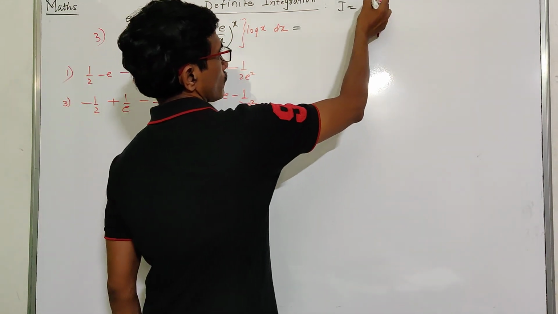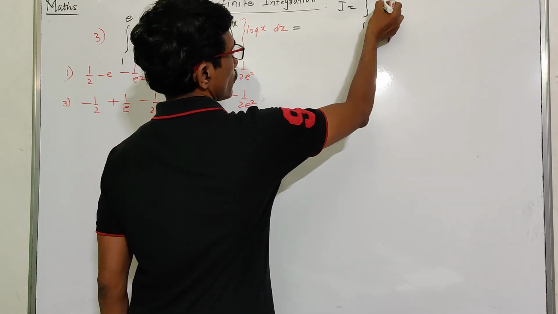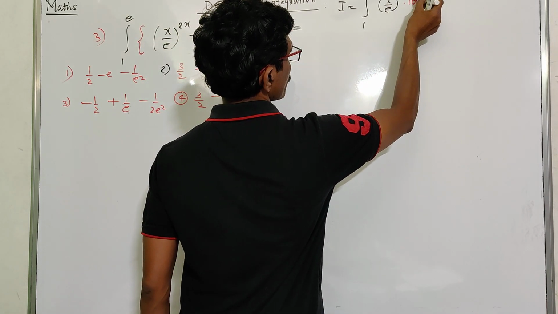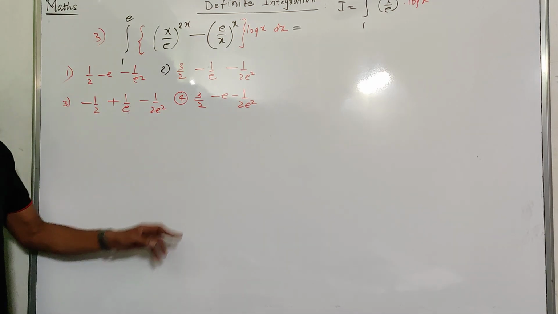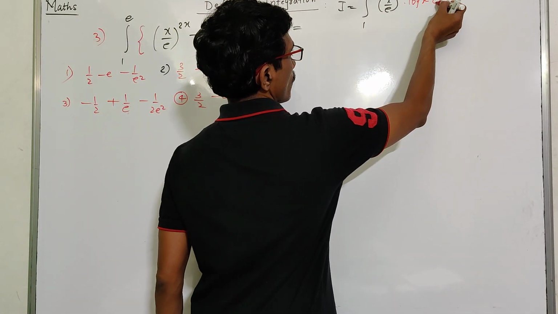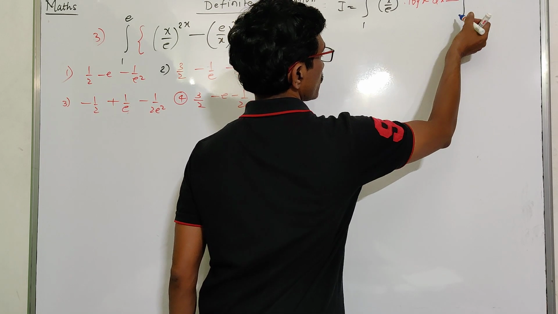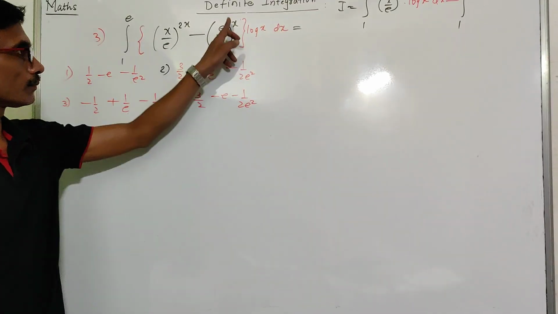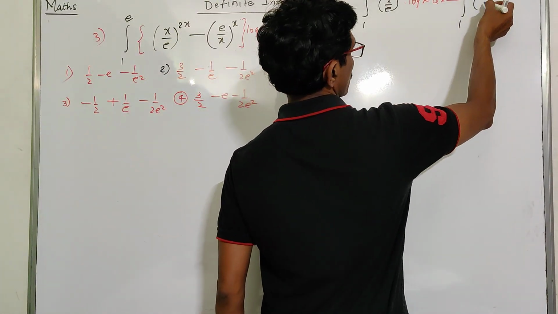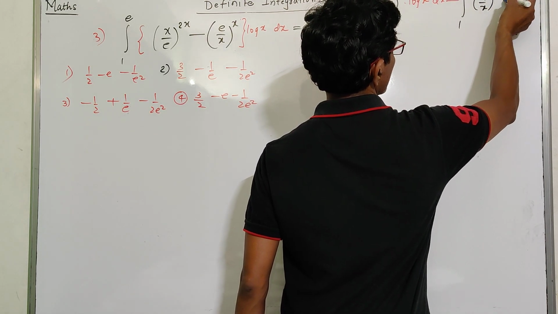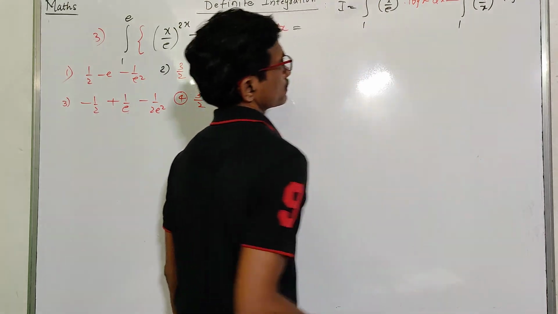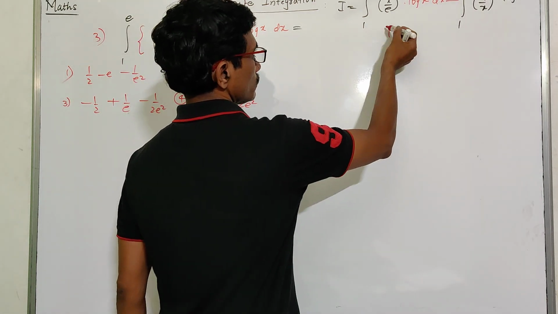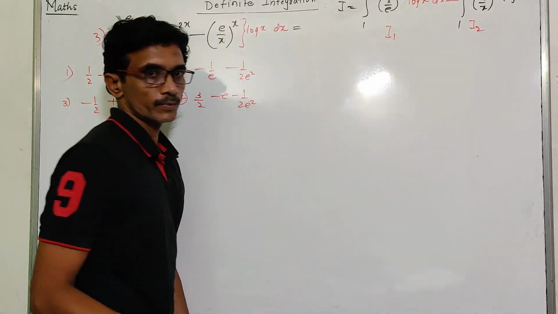integral 1 to e x upon e raised to power 2x into log of x dx, minus integral again 1 to e of e upon x raised to power x into log of x dx. So both the integrals we evaluate separately. Let's say it is I1 and I2. This is I1 and I2. Separately we evaluate.